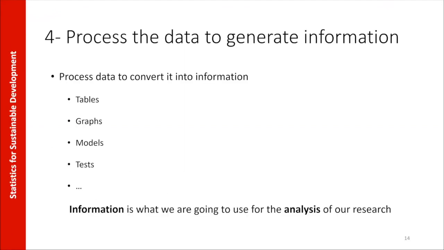So when data is collected, we process the data to generate information. And doing this, what we are doing is crunching the data, processing the data to get tables, to get graphs, to fit models, to carry out statistical tests or other kinds of data processing. So we are converting the raw data into information, because information is what we are going to use for the analysis of our research.